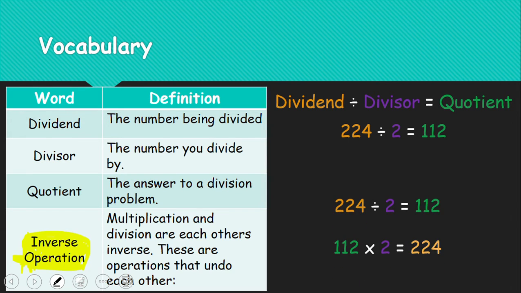Now, inverse operations. Inverse operation is basically where, so we have the operations of adding, subtracting, multiplying, dividing. So the inverse operations are adding and subtracting. Those are the inverse of each other. And then multiplying and dividing. Those are the inverse of each other. And basically, these operations can undo each other, or they can cancel each other out.